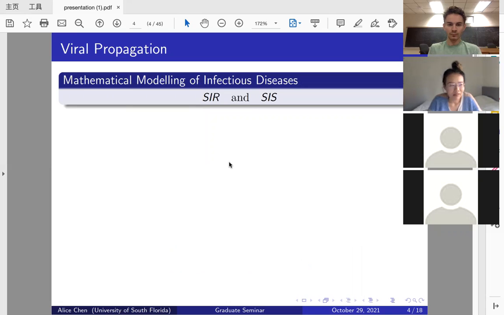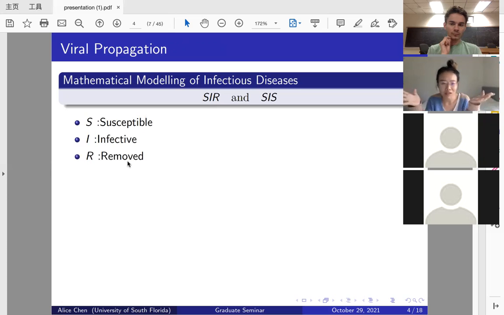We're not talking about vaccines. We're interested in the mathematical modeling of it. Actually, the origin of such modeling was developed in the early 20th century. The population is assigned to compartments labeled S, I, and R. S means susceptible, I means infective, and R means removed. Removed here means that you either died or you are healthy again. So we call it removed.